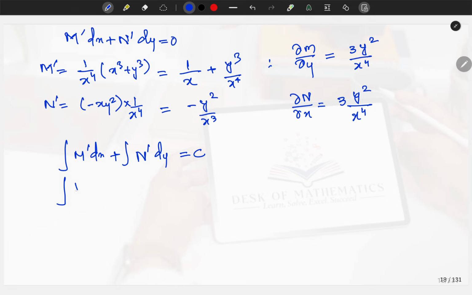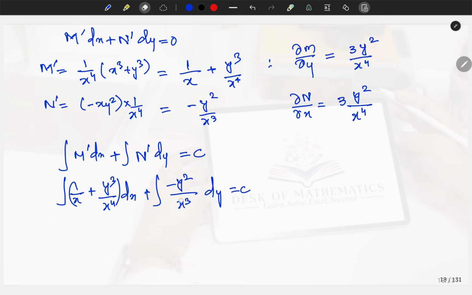So what is M dash? Here our M dash is 1 by x plus y cube by x to the power 4 dx, okay, plus integral of N dash, what is our N dash? Minus y squared by x cube dy is equal to c. But you know that we have to consider here only the terms that are free from x, but here we have x with this term, so that means there does not exist any term that is free from x. So now here, integral of 1 by x dx plus y cube, with y constant, times 1 by x to the power 4 dx is equal to c.